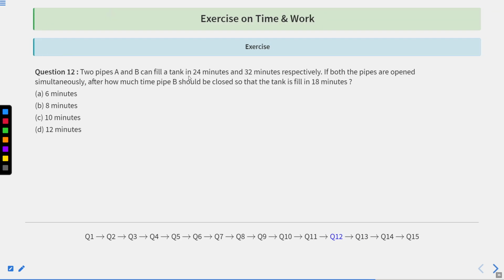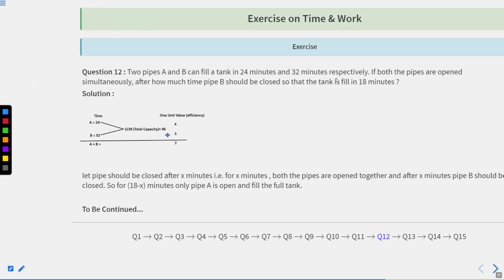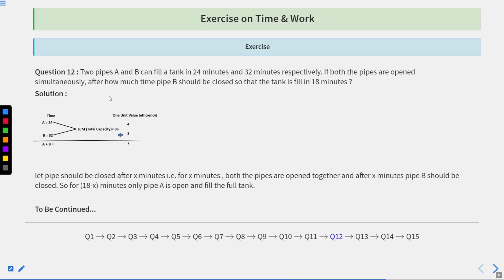Two pipes A and B can fill a tank in 24 minutes and 32 minutes respectively. If both the pipes are opened simultaneously, after how much time should pipe B be closed so that the tank is filled in 18 minutes? So we have A equal to 24, that is A requires 24 minutes, B requires 32 minutes. So the total capacity of the tank is 96.